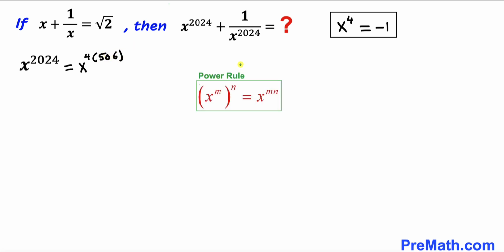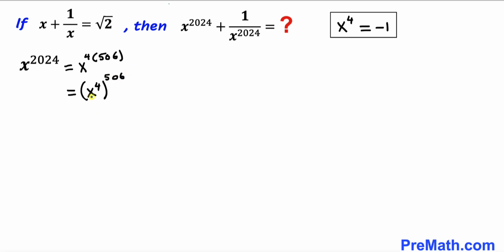And now let's recall the power rule of exponents. If we have two nested exponents, x power m and n, then we can multiply out these exponents. So therefore I can write this thing on the right hand side as x power 4 and then a whole power 506. And now let's focus on this x power 4. We know our x power 4 equals negative 1. So therefore I'm going to replace this x power 4 by negative 1 over here. So therefore we can write this one as negative 1 whole power 506.